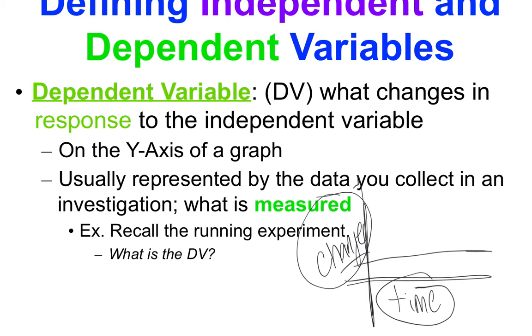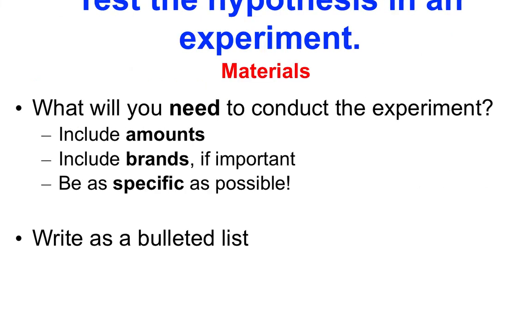What's the dependent variable? In any experiment, when you want to test a hypothesis, you're going to need materials to do that. You're going to have to include amounts of things that you need, the brands that might also be important for some things, and be as specific as possible. You want to write a bulleted list of chemicals or equipment, other things you might need.